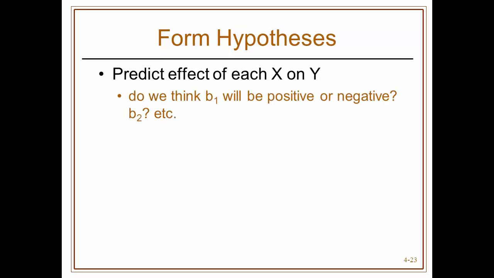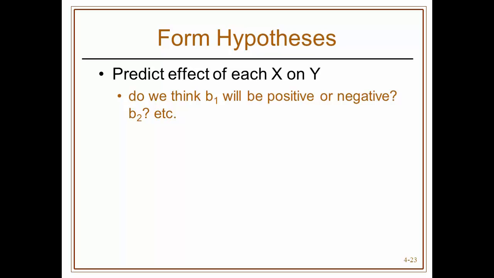Do I think the relationship between x and y is a positive one or a negative one? If it's a regular type of product, then I want to come up with a guess. B1 was the price coefficient. Do you think that the relationship between price and quantity demanded is positive or negative? Well, I think it's negative. Do you think the relationship between income, the B2, and quantity demanded is positive or negative? Well, I think that's positive.